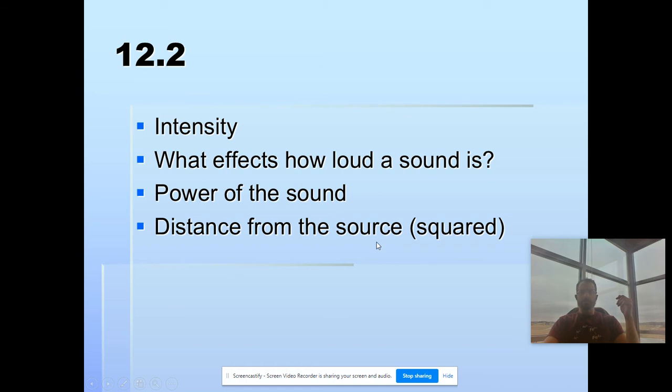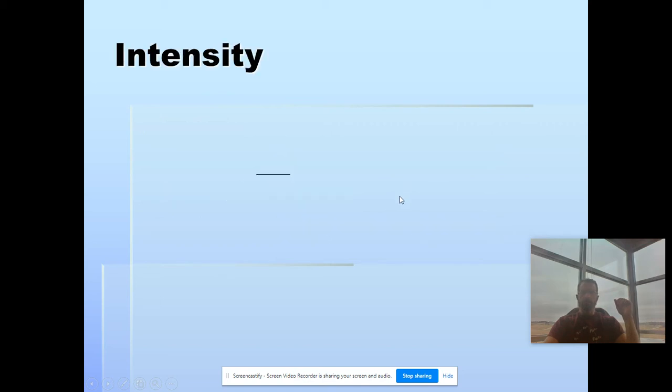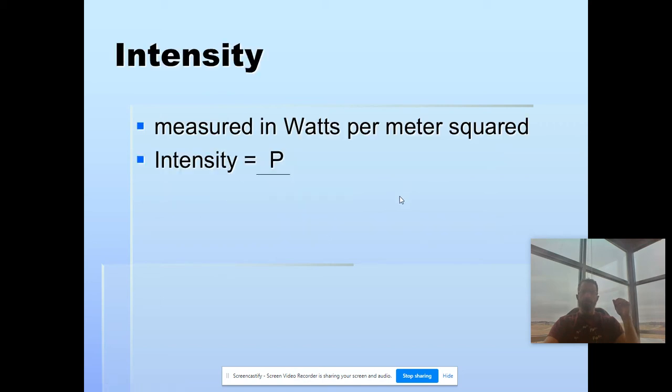And the distance is a squared factor here. So kind of like the same thing with gravity. Distance is important there, and as is the power, but the distance is a squared factor. So how loud is it at the source, and then how far are you away from it? That's going to both affect how loud the sound is when you perceive it. So the units there are watts per meter squared. Watts is power, and since distance is a squared factor, you're going to have watts per meter squared.